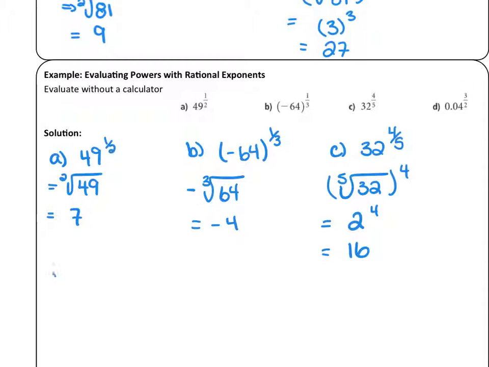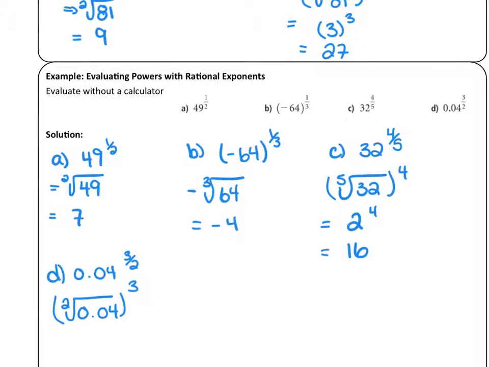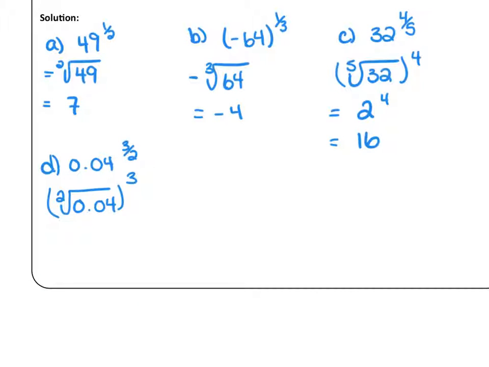Last one is a little bit more complicated. To the 3/2. So you're going to do the square root of 0.04, and then you're going to cube it. So the square root of 0.04, now I said try without a calculator, I'm going to use one. 0.02 and we cube that.